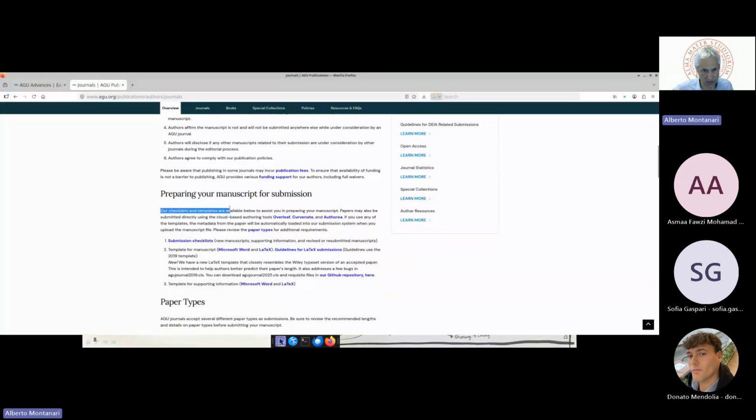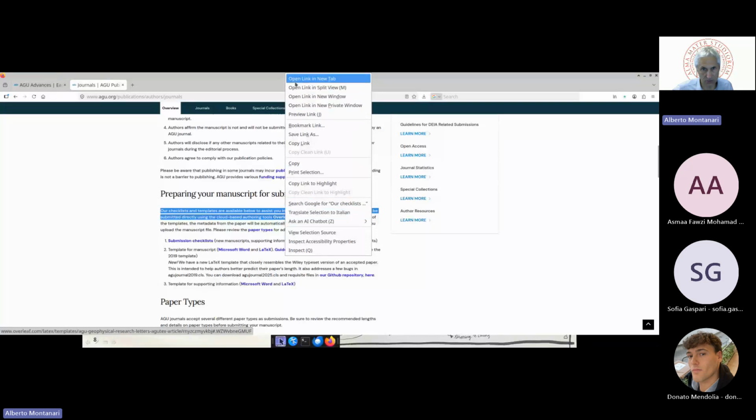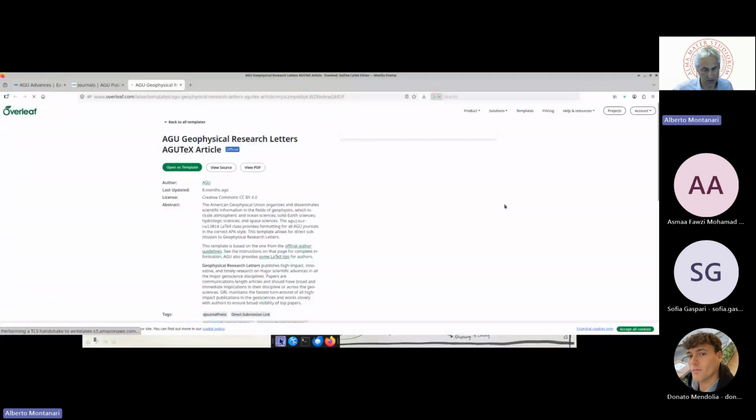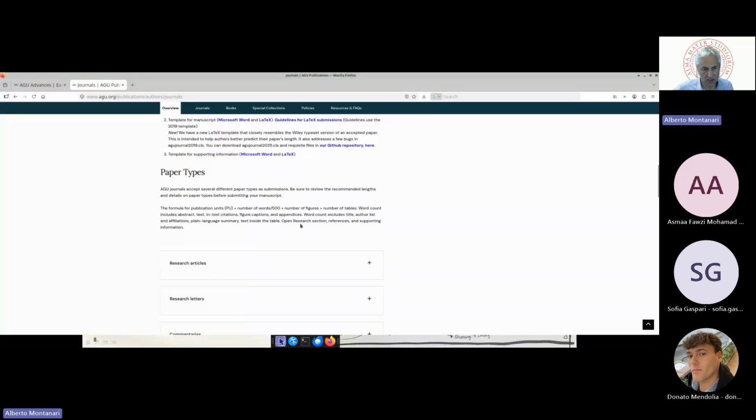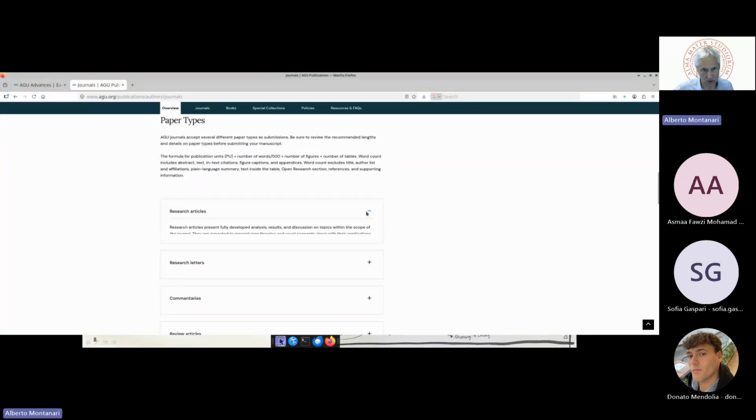So checklists and templates are available below to assist you in preparing your manuscript. Papers may also be submitted directly using the cloud-based authoring tools Overleaf, Authorea, and Papeeria. We will have a look at Overleaf later on, okay? But for now, let's see what we get if we open this link. And you see here AGU Geophysical Research Letters, AGU article templates, okay? Let's close this.